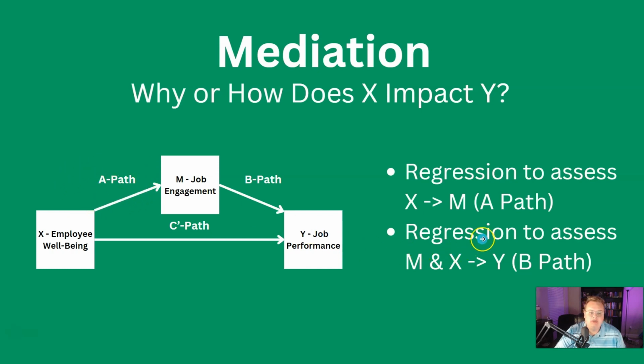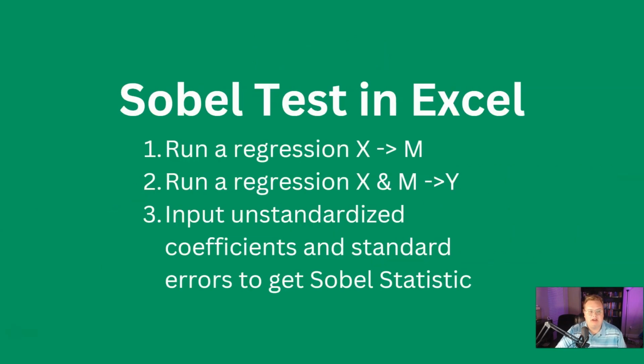And then in addition, we need to get our B path. And this doesn't mean simply running a regression with our mediating variable going to our dependent variable. We have to include the mediator and the independent variable as predictors. So first off, we run a regression with X going to our mediator, and then our second regression is X and M going to our dependent variable. And then based on our unstandardized beta coefficients, we can put them in our calculator and we will get the results.